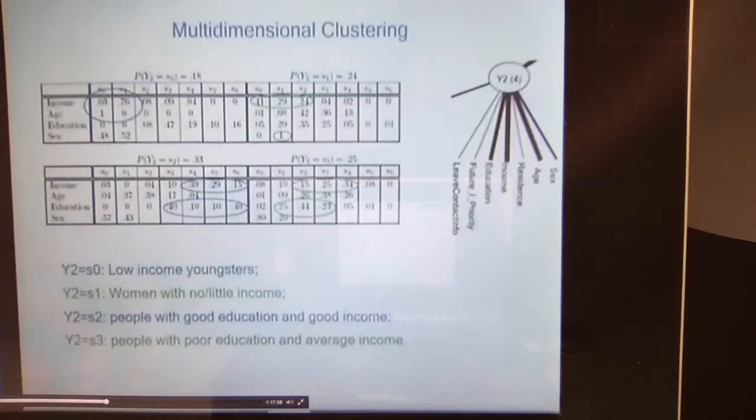And if you look at one latent variable, for example Y2, it has 4 states. So this is one way to partition the data. You look at the probability parameters and find out that we get these 4 classes of people. This one is the low-income youngsters. The second one is the women with no or little income. This one is people with good education and good income. And this one is people with poor education and average income. An interesting thing you find here already is that education and income are correlated.